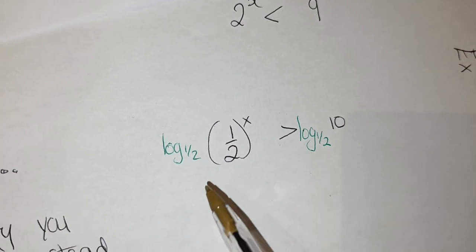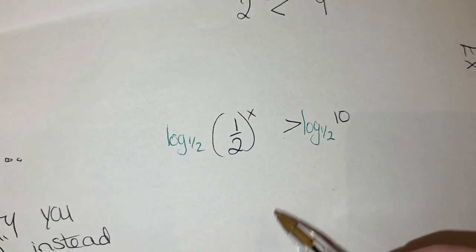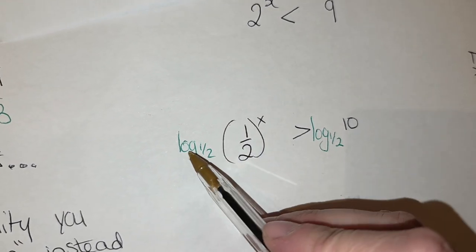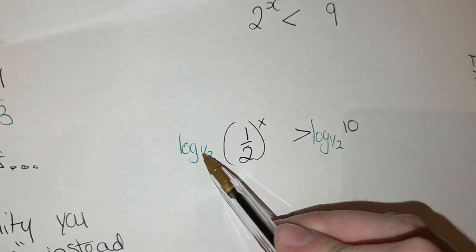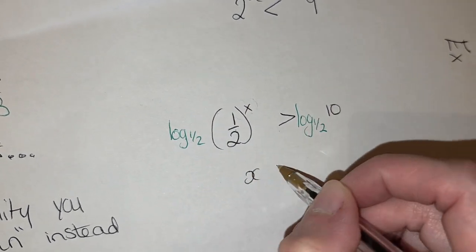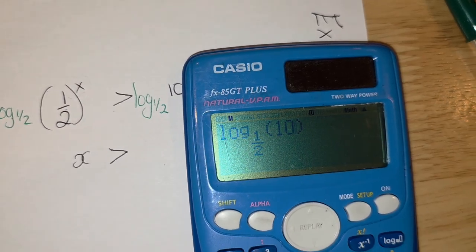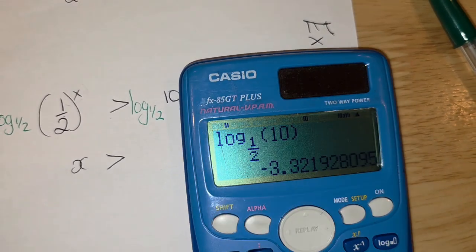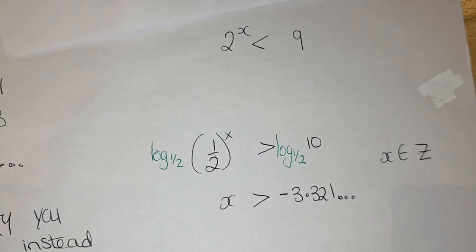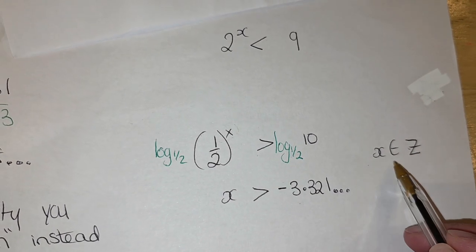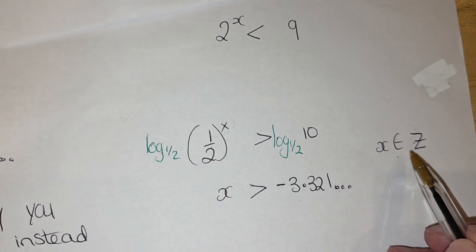So I've introduced a log of base 1/2 on both sides. I have to then tidy this up. So the log of 1/2 to the power of x with a base of 1/2 will just leave me with x is greater than. I'll put that into the calculator. And I get back minus 3.32. Okay, and let's just say we were told that x had to be an element of the integer, so it's positive or negative whole number.